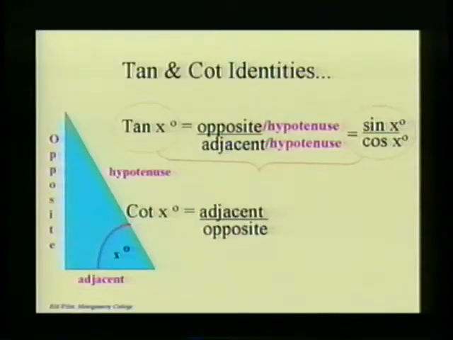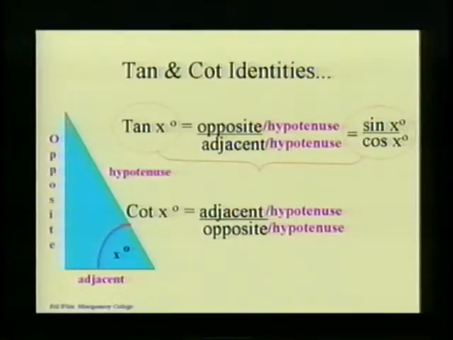Same deal with the cotangent, except it's the reciprocal. The cotangent, which is the adjacent over the opposite, will play our little hypotenuse trick. Divide everybody. If you do it to everybody, it's okay. It's fair. Divide everybody by the hypotenuse.